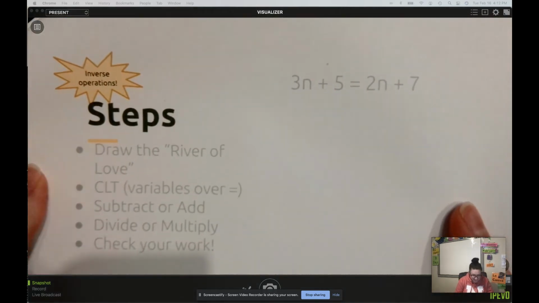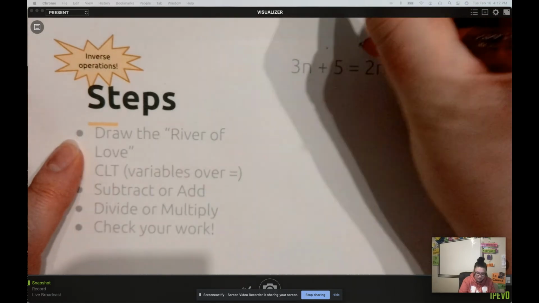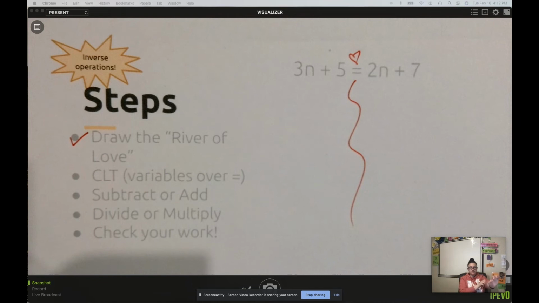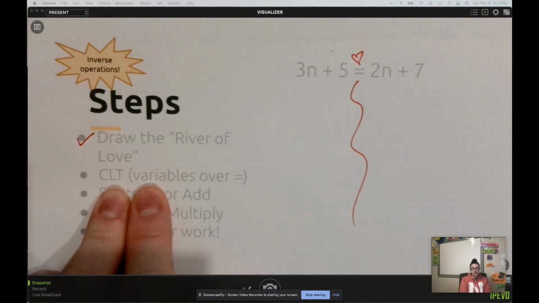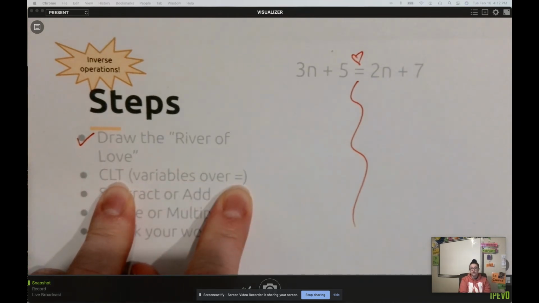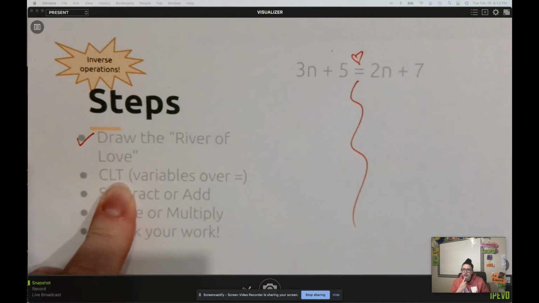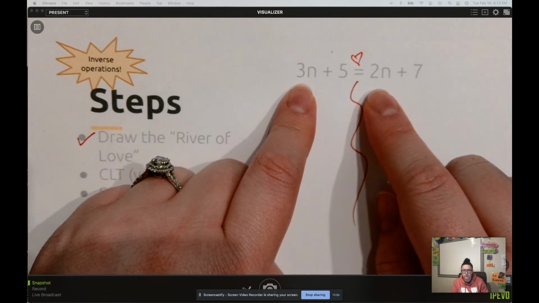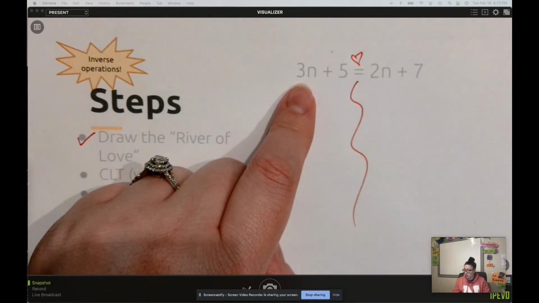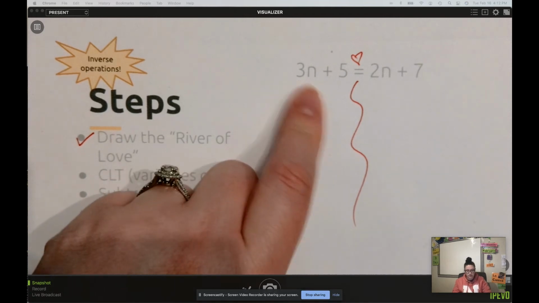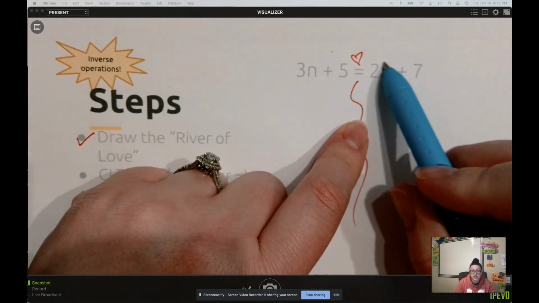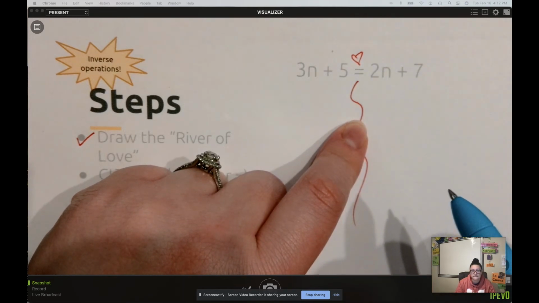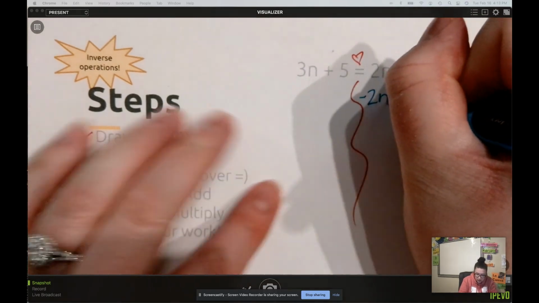That was fun. All right, I start off with my river of love. Got to make sure I do the same thing to both sides. Now I'm going to combine my like terms. I'm going to combine those variables over the equal sign. Which one did I tell you to start with, the bigger one or the smaller one? Yeah, we want to start with that smaller one to hopefully avoid negatives. So this is a positive 2n. How would I get rid of a positive 2n? Subtract 2n on both sides.